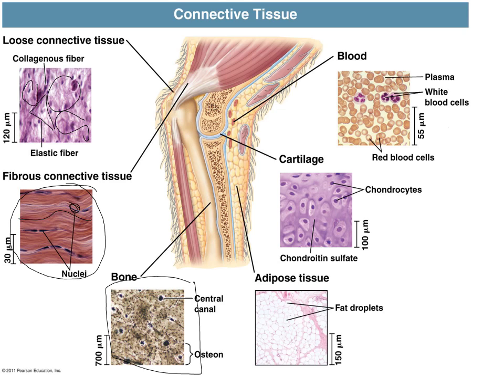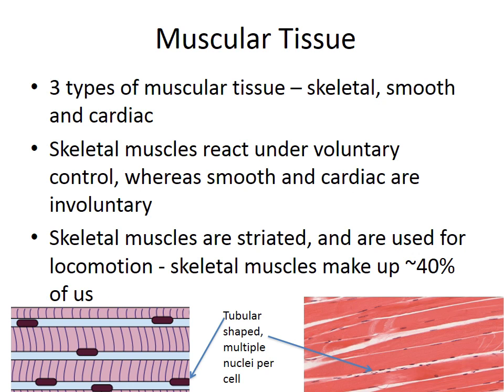Fat droplets. So notice this is one cell, and it's got all these little droplets of fat inside. So this is an adipose tissue cell.